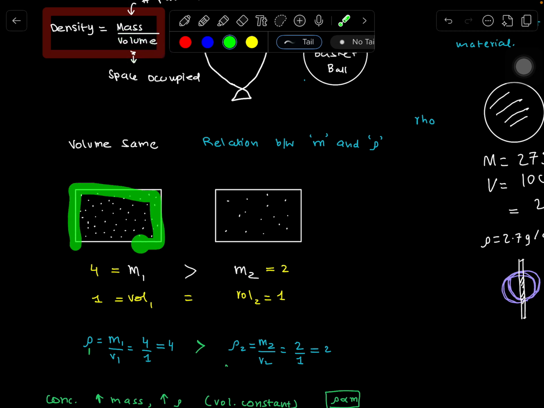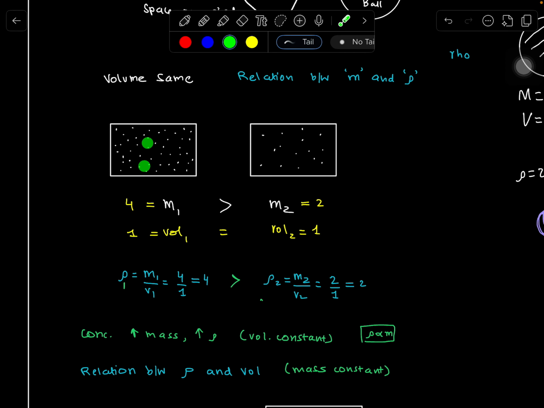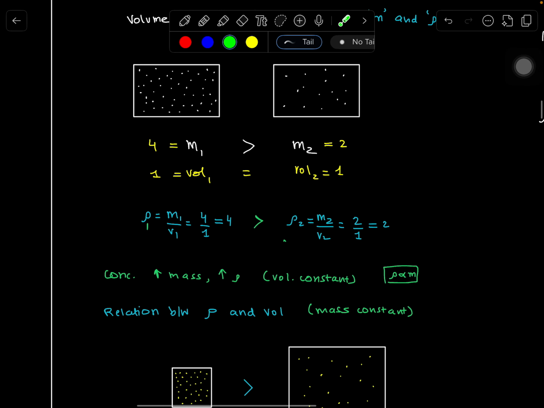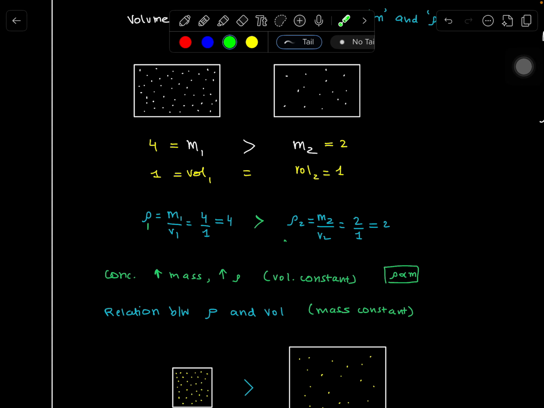If we draw two boxes to represent the same volume, the boxes are the same size. You draw more dots in the first box to represent a higher mass compared to the second one, and we can find the density of each of these boxes and compare them in the end. I drew a few dots in the second box and called it M2, and this is M1. M1 obviously has more mass than M2, and the volume for both of them is the same.